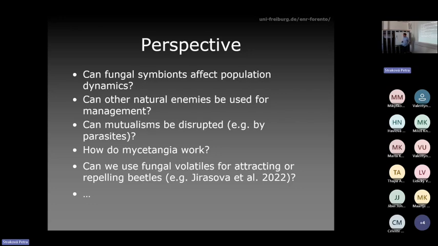Yeah, and so things that we are really interested to study in the future, and maybe some of you are also interested, and then we can also collaborate, is: can fungal symbionts of the bark beetles affect population dynamics? Can other natural enemies be used for management? Can the mutualisms between the bark beetles and their fungi be disrupted? In management, we often think about, okay, what can we do against the beetle? But we are not thinking that there are organisms the beetle needs. And so maybe we can also look more closely at the fungal parasites of the beneficial fungi. Then the basic question is, how do mycotoxins work? And also, can we use fungal volatiles for attracting or repelling bark beetles? And Anna actually here is also doing some studies about this.